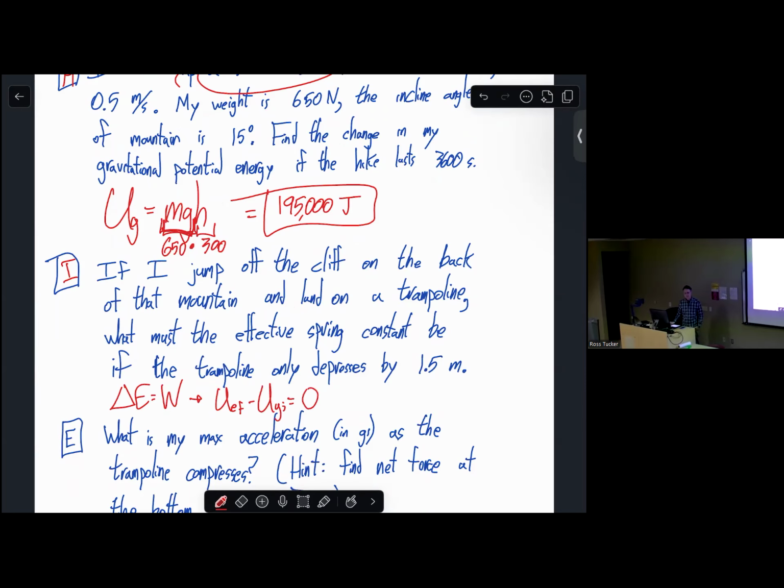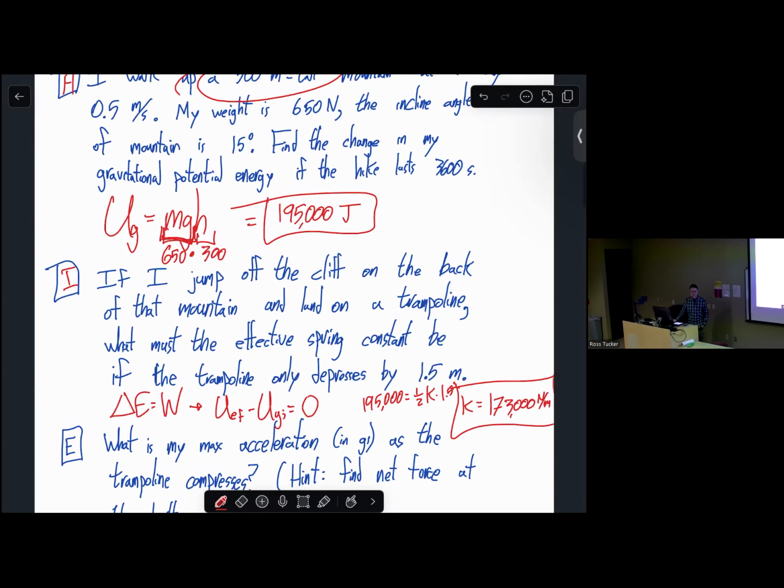What's the final spring energy? It must be equal to the initial gravitational potential energy. Write down 195,000 equals 1/2 k times 1.5 squared. Solve. You get something rather impressively large. It's 73,000 newtons per meter. It's quite a stiff spring. Trampoline.